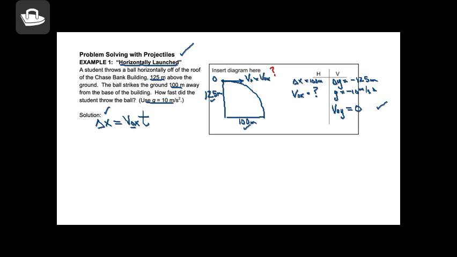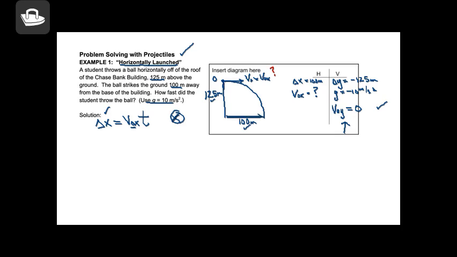I have to think, well, is there a way I could figure out how to calculate the time? And there is. It comes from using what's going on in the vertical direction, and the fact that the time it takes to go in this horizontal direction is the same time it takes to go down here. We're going to take advantage of that.